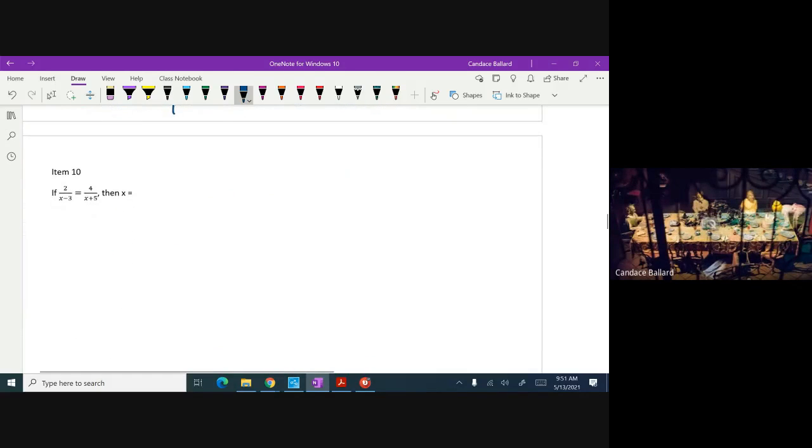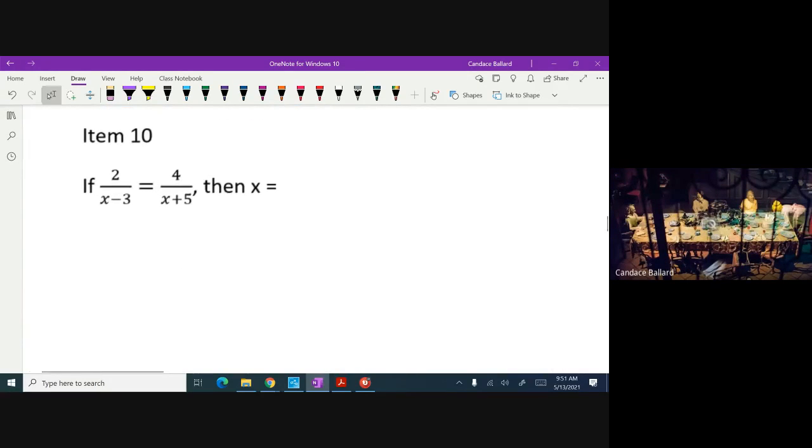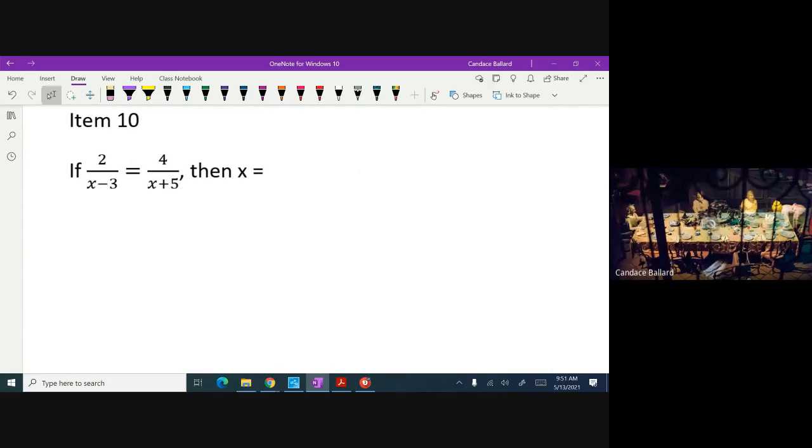Okay, last one that we're going to do today. We've got to solve for x. I'm going to blow that up because it is a little tiny on our screen here. Let's solve for x. I am going to choose to cross multiply. Do you guys remember cross multiply? We didn't do it a ton, but we're going to cross multiply that thing. So that means that I have 2 times x plus 5 equals 4 times x minus 3. What's your instinct telling you to do next? What do you guys think?